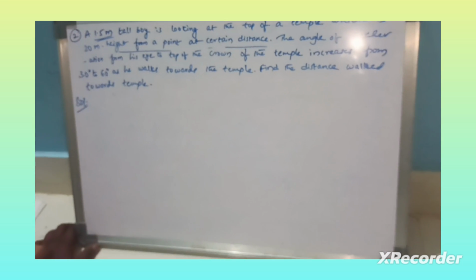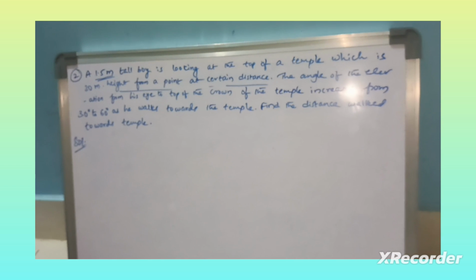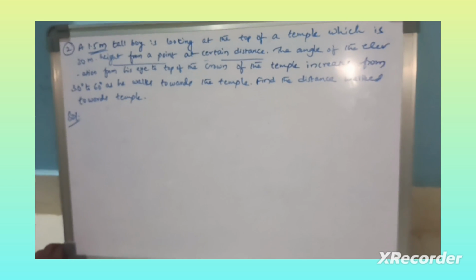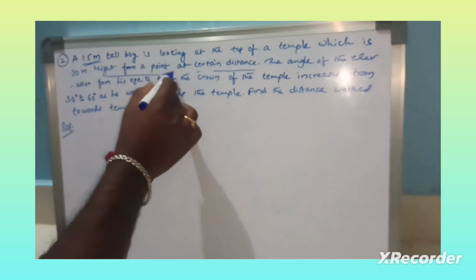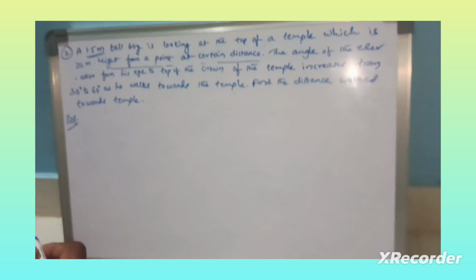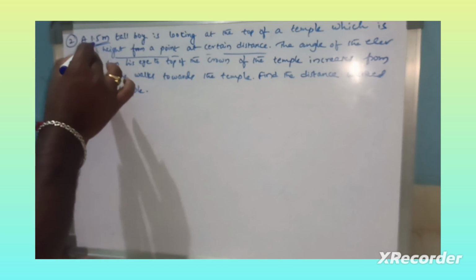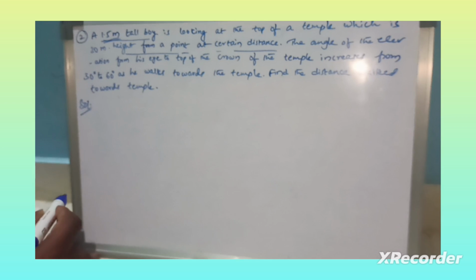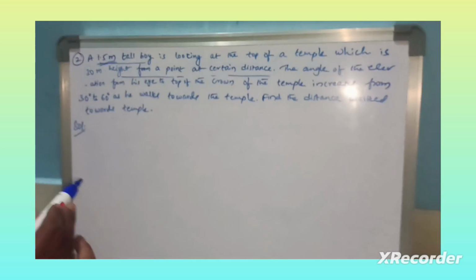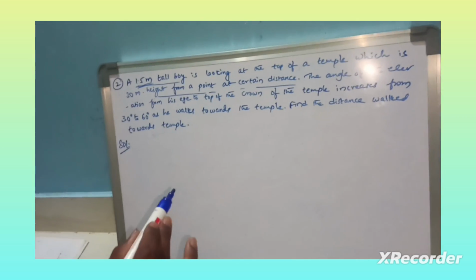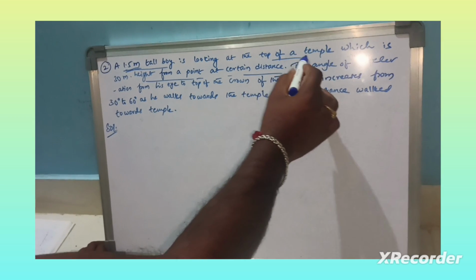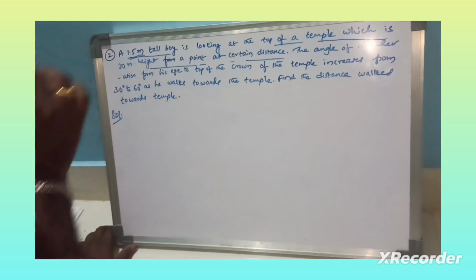Coming to the second question, a 1.5 meter tall boy is looking at the top of a temple which is 30 meter height from a point at certain distance. See, here what is he saying, 1.5 meters. Okay, the height of the boy here is 1.5 meters. Okay, he is looking at the top of the temple which is 30 meter height.